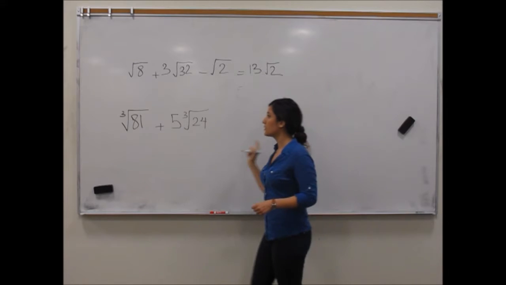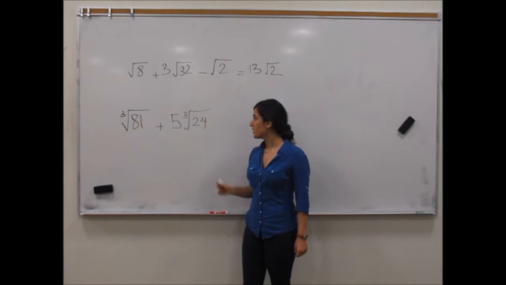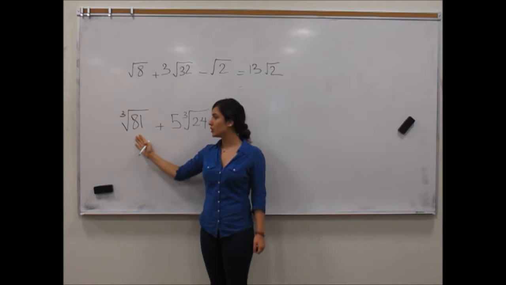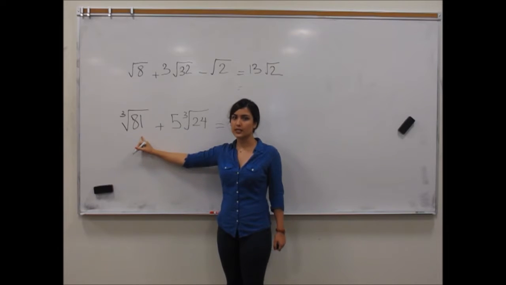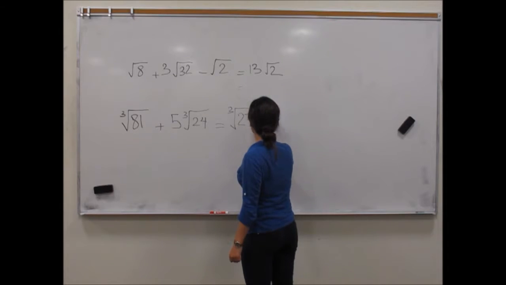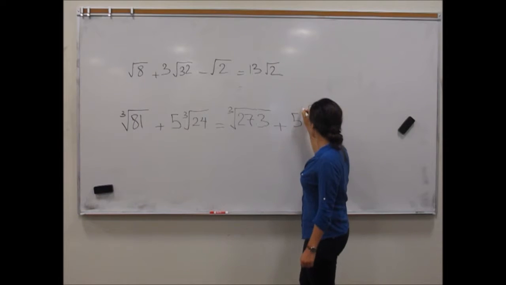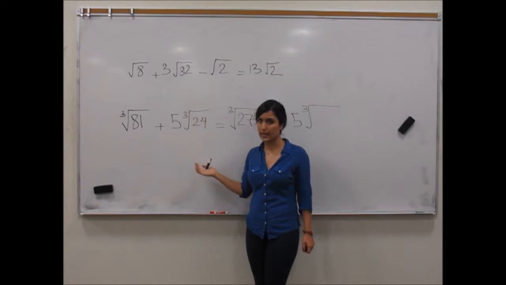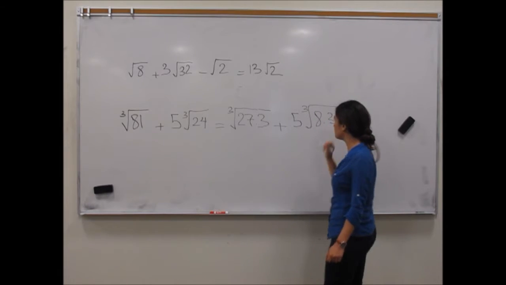Here we have cube roots. Cube root of 81 plus 5 times cube root of 24. There's a 1 here, but we don't write it. The largest perfect cube in 81 is 27. If I divide 81 by 27, I would get 3. So that's cube root of 27 times 3. And then plus, I'm going to keep the 5 and the cube root. Instead of 24, the largest perfect cube in 24 is 8. If I divide 24 by 8, I get 3. So I can write it as 8 times 3.